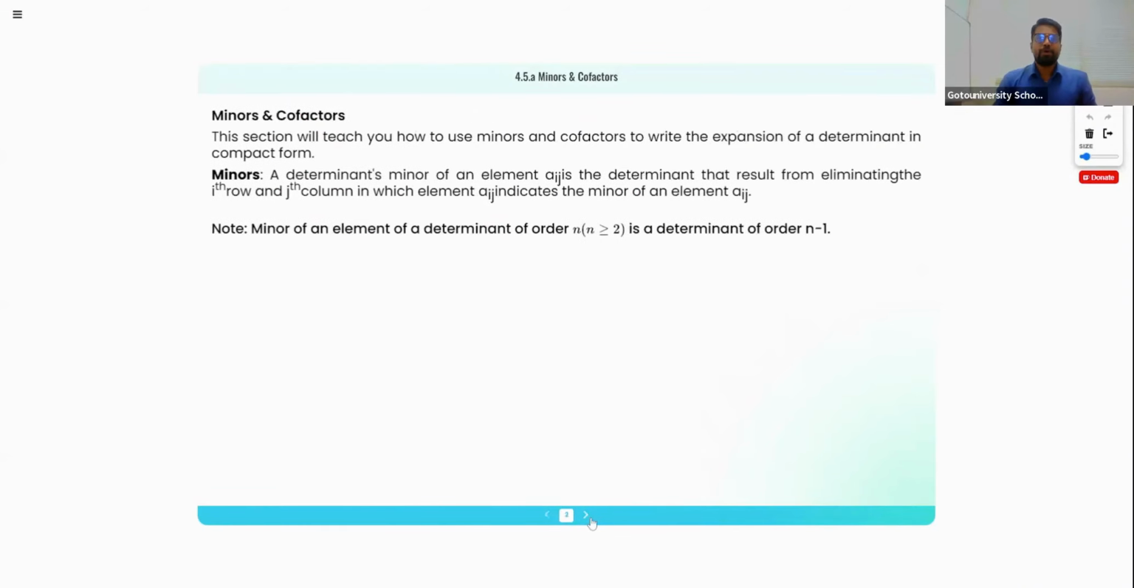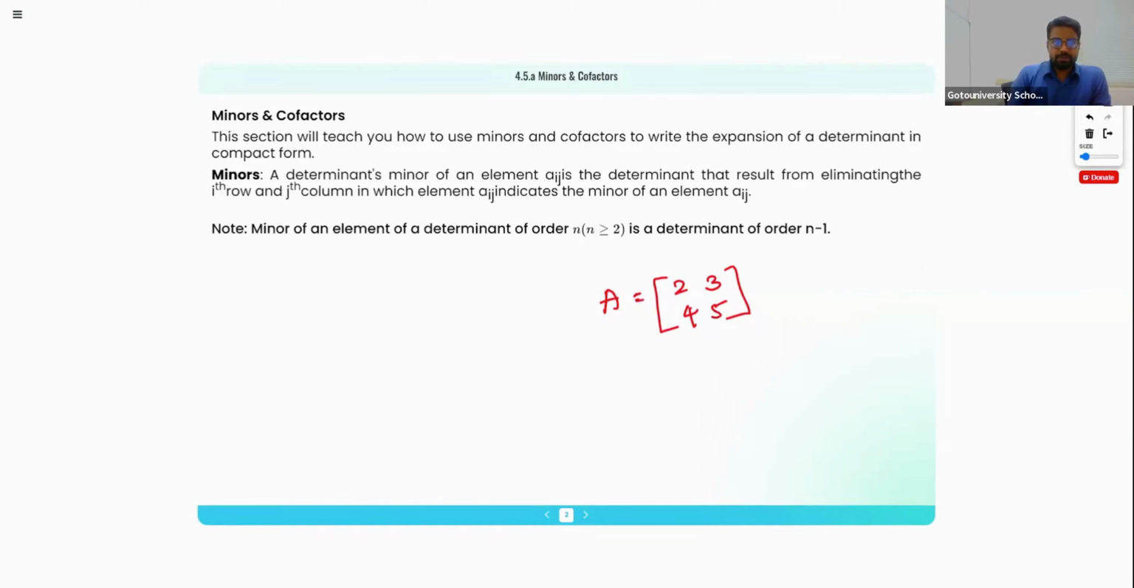So what is minor? What is cofactor? Let me start with an example directly. Suppose you have a matrix of order 2 cross 2. Let me have a matrix of 2 cross 2. So minor is defined for each and every element.